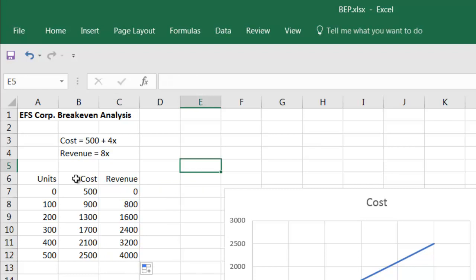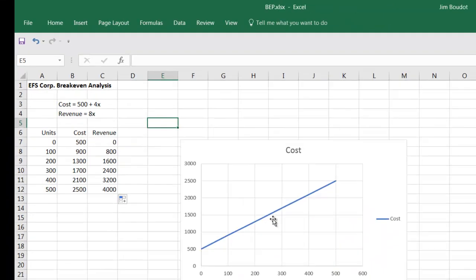Now, let's graph the units on the x-axis with two values on the y-axis, cost and revenue together.